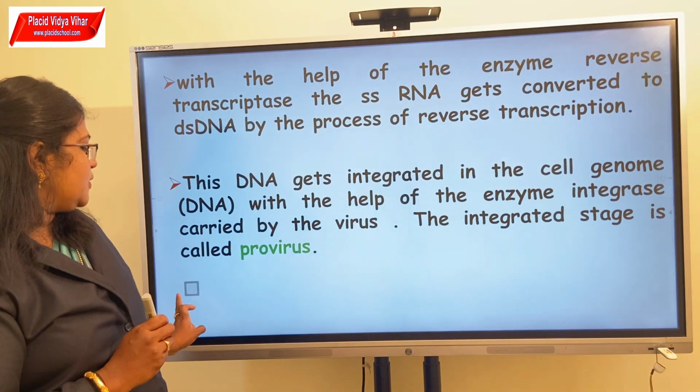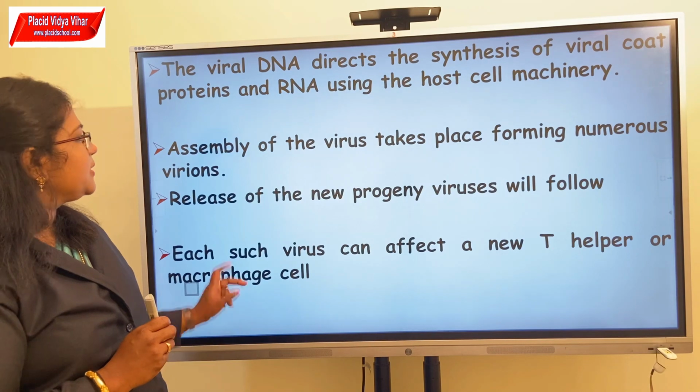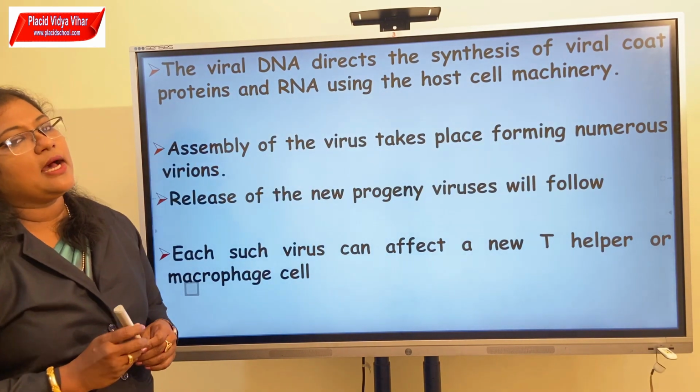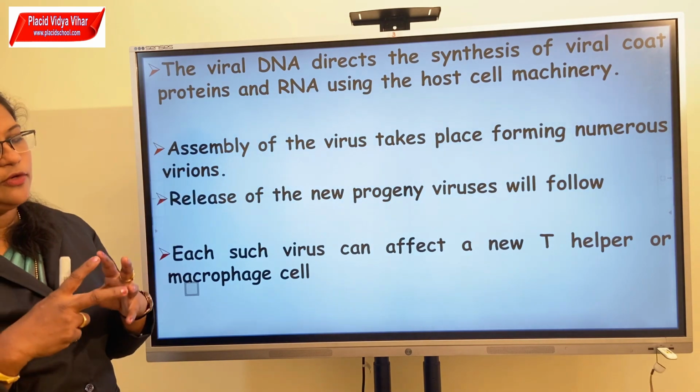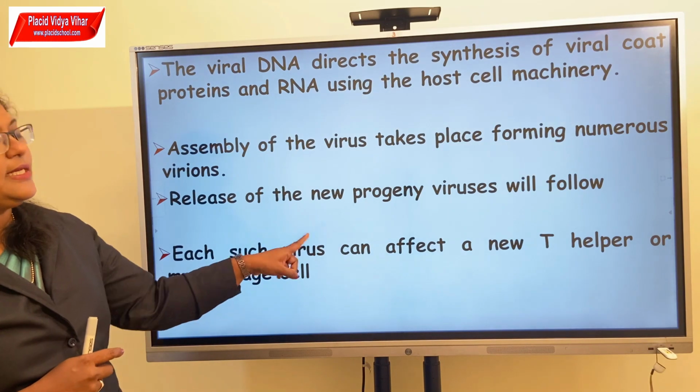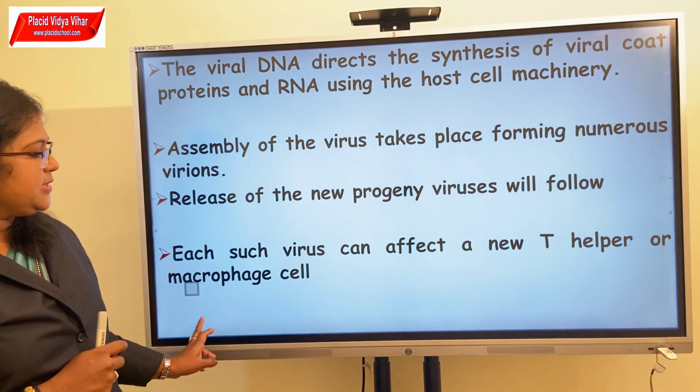The integrated stage is known as the provirus. Then the viral DNA directs the synthesis of viral RNA and viral proteins. Assembly of the new viruses will take place. Release of the progeny viruses, and each such virus can infect a new T helper cell.